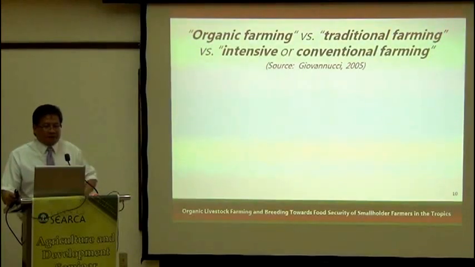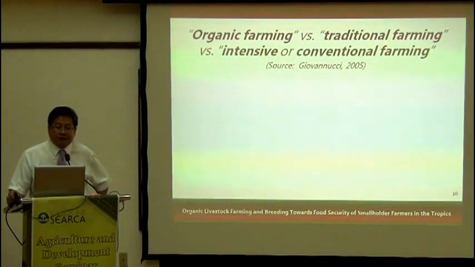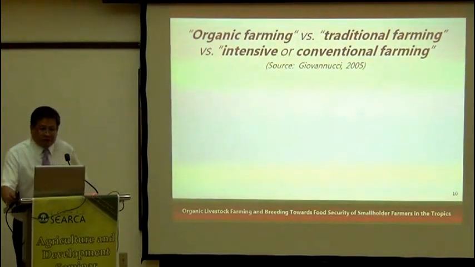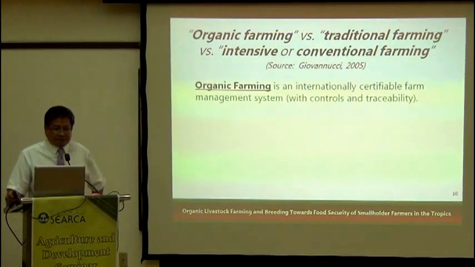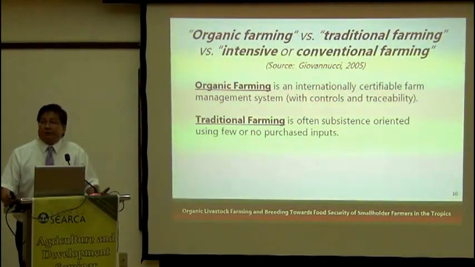One further definition compares organic farming as opposed to traditional and then intensive or conventional farming, and I got this from Dr. Giovannucci from 2005. When we say organic farming, it involves an internationally certifiable farm management system with built-in controls and traceability. Hence, you need some certifications. As opposed to traditional farming, which often connotes subsistence-oriented farming, using few or no purchased inputs.